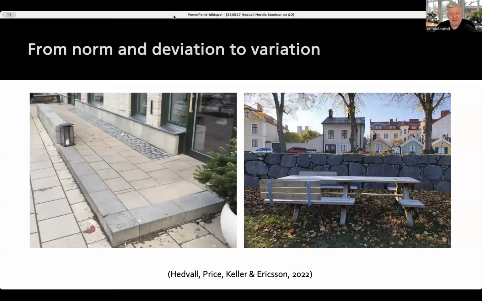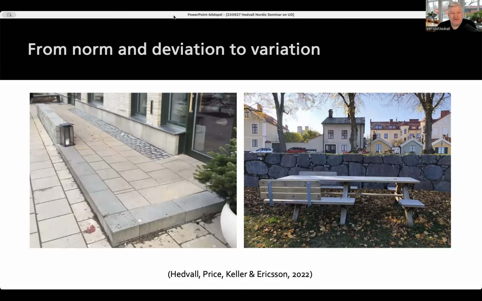Another example is a pattern that we call from norm and deviation to variation. On the screen now, there are 2 photographs. To the left, there's a photograph taken from the outside of a cafe, and there's a slight difference in height to get in, say about 15 centimeters, and they've solved that with a very large ramp and a step to get in. What you can't see in the photograph right now is that there is plenty of space outside. So they could have worked with the paving instead.